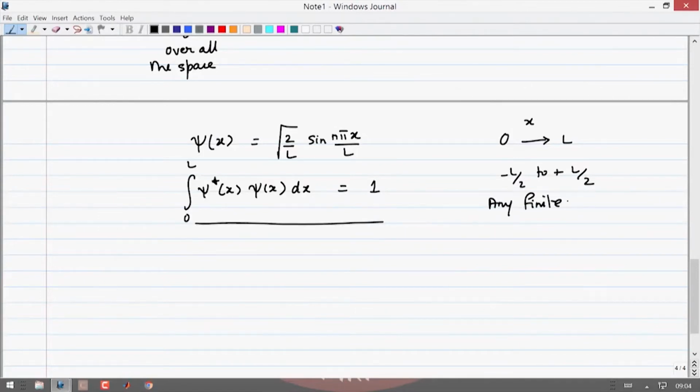It is important that you use the finite region of space. You cannot use the entire x axis from minus infinity to infinity and expect this function to be normalized. It does not happen. Okay.